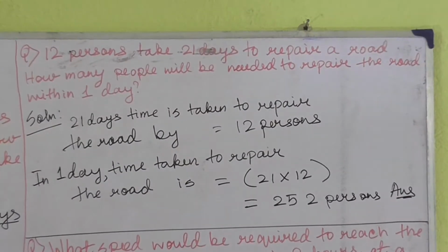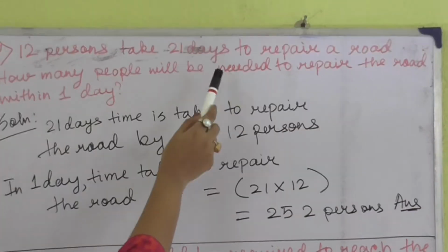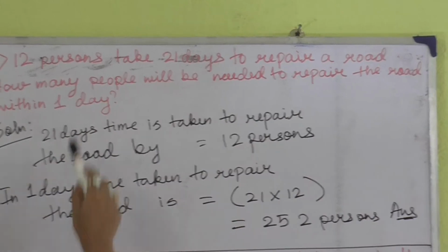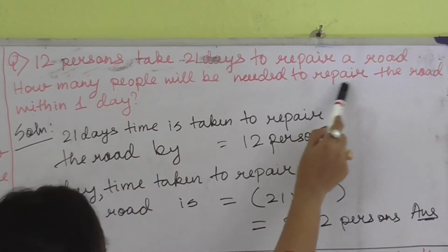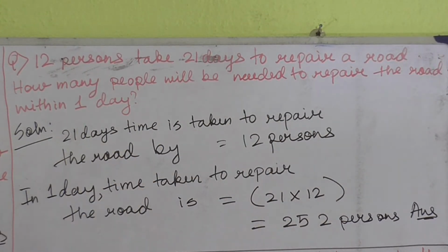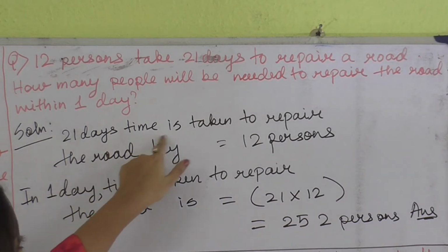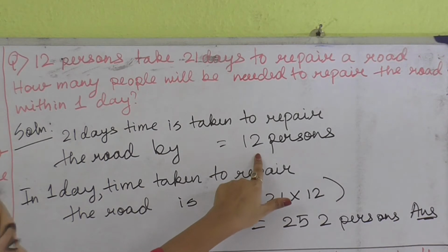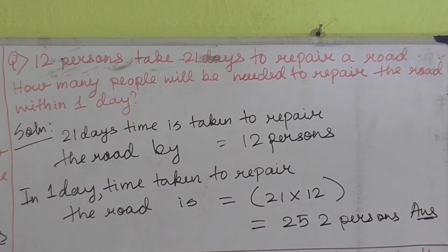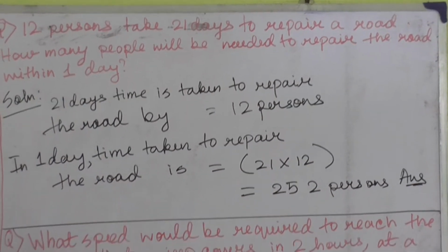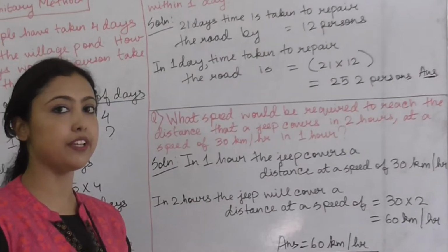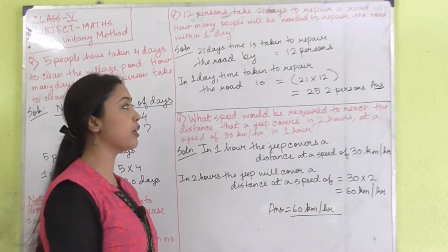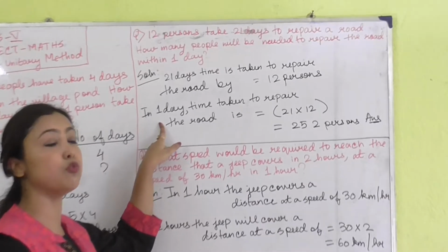Next problem, it is given that 12 persons take 21 days to repair a road. How many people will be needed to repair the road within 1 day? So 12 persons are taking 21 days in order to repair a single road. Hence, if 1 day is given to repair the same road, obviously more people will be required. So how many people will be required to complete the road in 1 day?